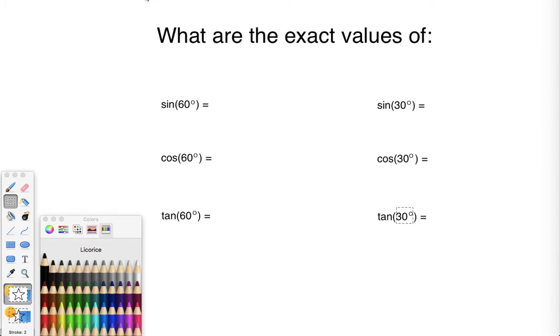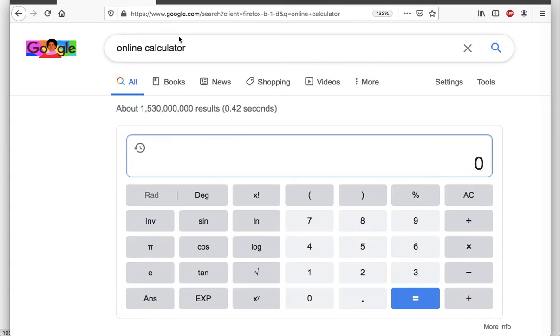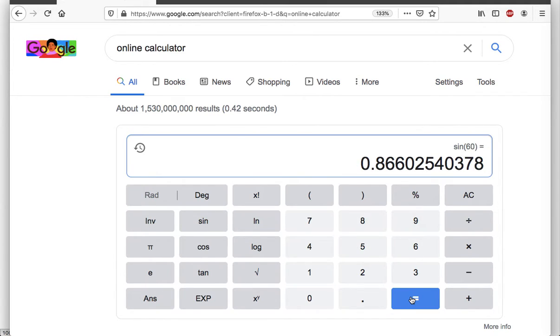Okay, so first, if you type into the calculator something like sine of 60 degrees, you'll get 0.86602, etc. This here is not an exact value, because I think you can tell by looking at the number that there's another number past this 8. There's more numbers past that. So even if you wrote all these numbers for sine of 60, that is still not the exact value for sine of 60.